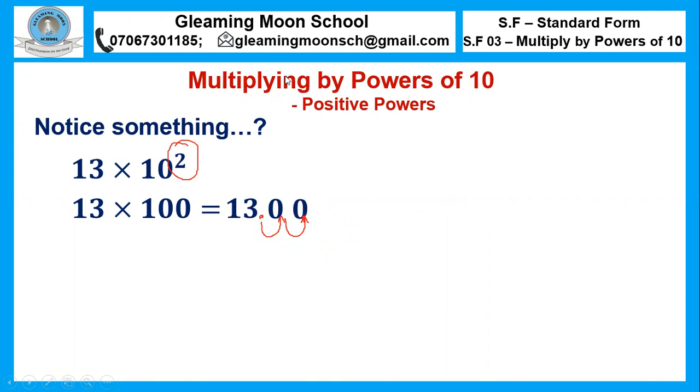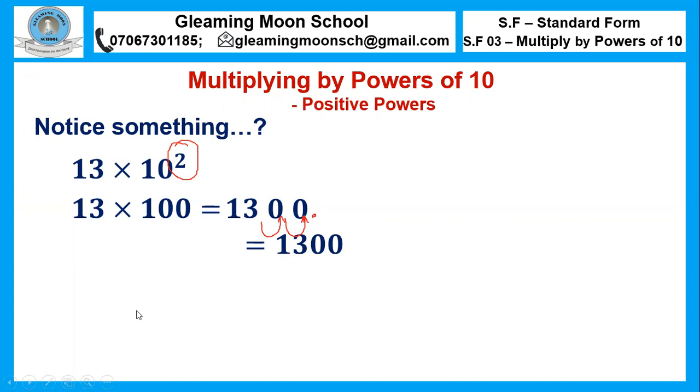So this decimal point, we now bring it over. We bring over the decimal point here. Can you see what we've done? So we have moved the decimal point from here, 1 and 2. So that brings our answer to 1,300. Does that make sense?